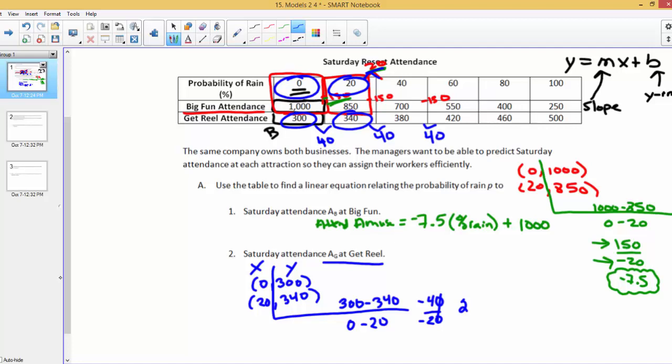So this is telling you that the attendance at the movie increases by 2 people as the percent of rain increases by a percent. And you start off with 300, and if it's 100% chance of rain, your maximum is 500. So we have our two equations.